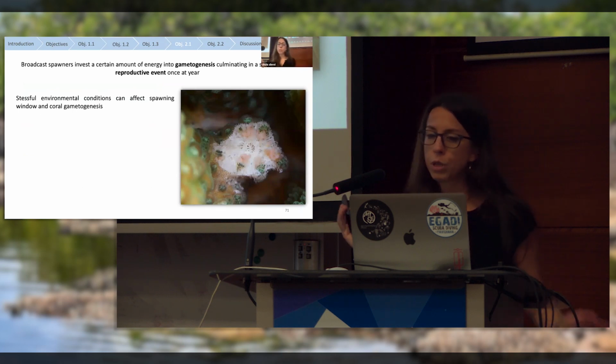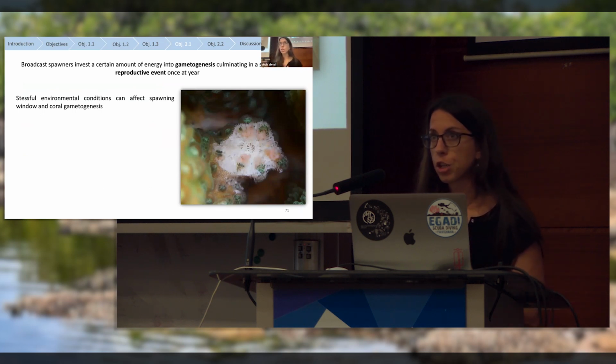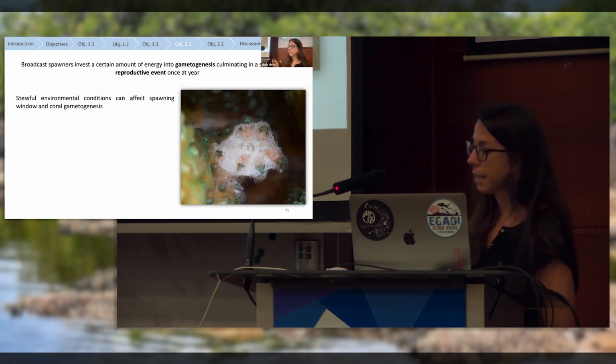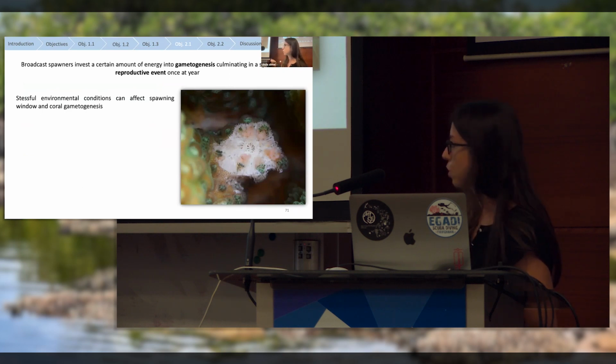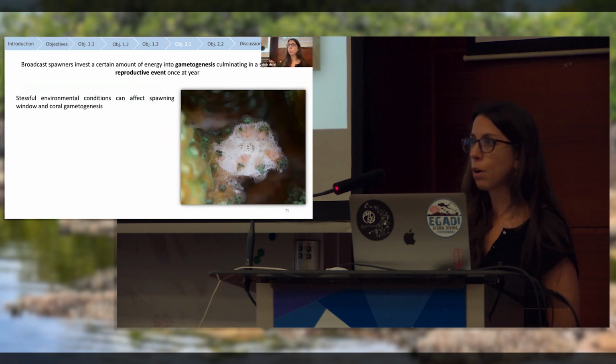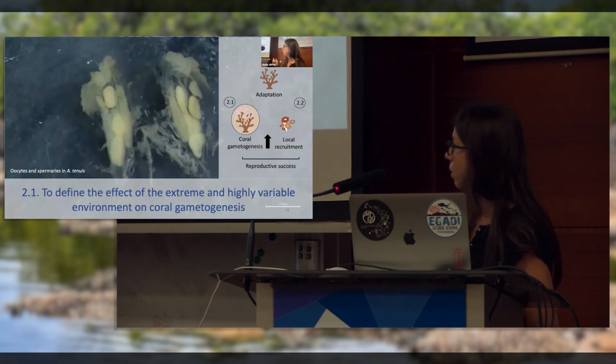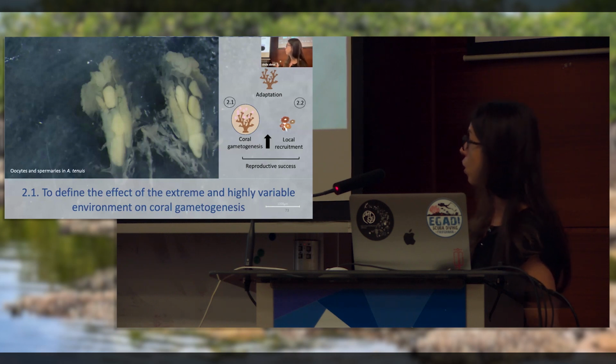So now that we saw that there was a variation in lipids between November and December, I wanted to investigate it and dig in a bit more on gametogenesis, because lipids are, as I said before, one of the most important components in oocyte formation. So here comes my other objective, which is to define the effect of a stream and highly variable environment on gametogenesis.